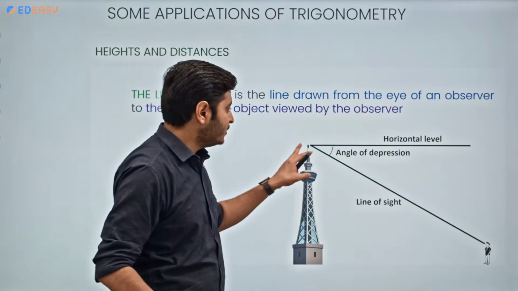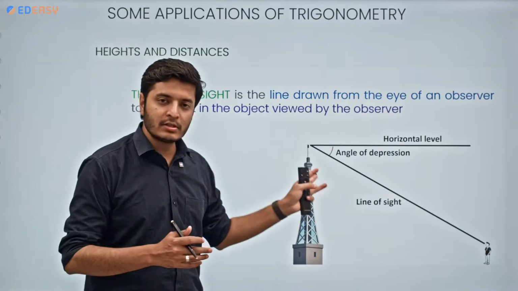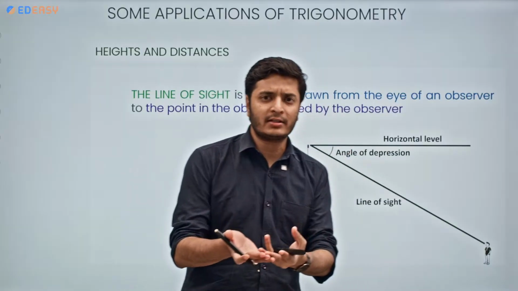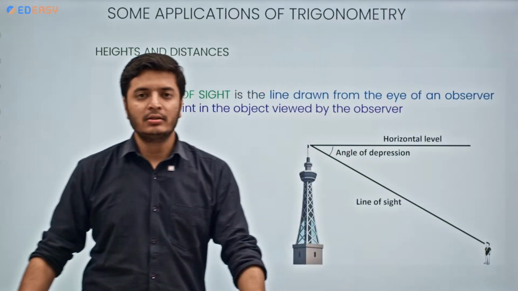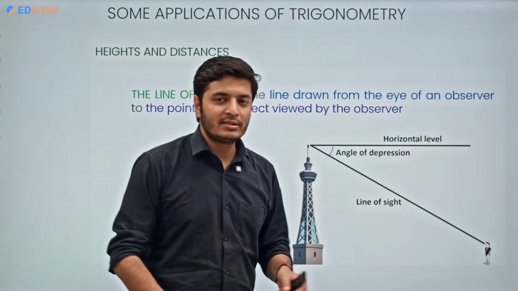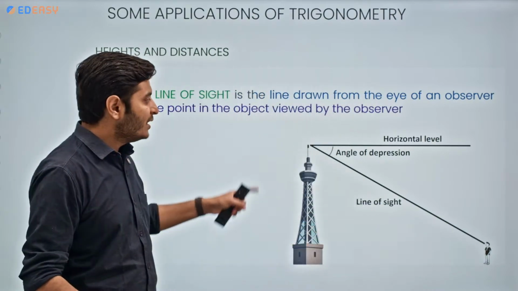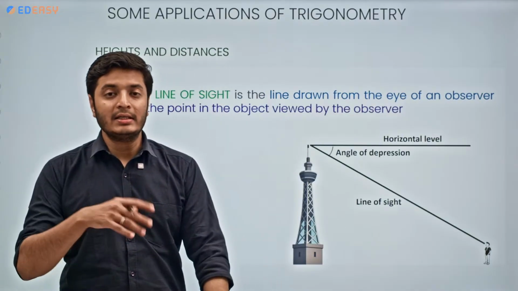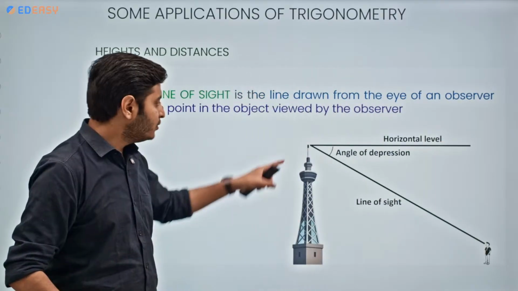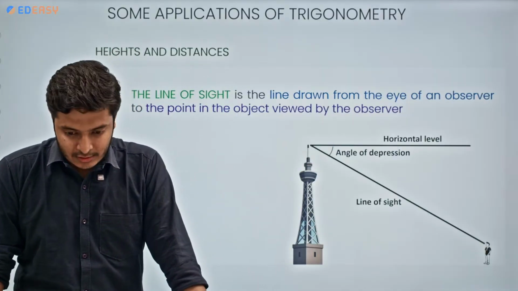Now, think someone is standing at the top of this tower. It is possible, no, that someone is standing at the top of this tower and he is looking at this observer. He is looking at this guy, or some object is there. Maybe a football is there, maybe a basketball is there. So someone who is standing at the top of the tower is looking at the object or the observer at the ground level. Then his horizontal level is different now, correct? So this is the new horizontal level depending on where the observer is.